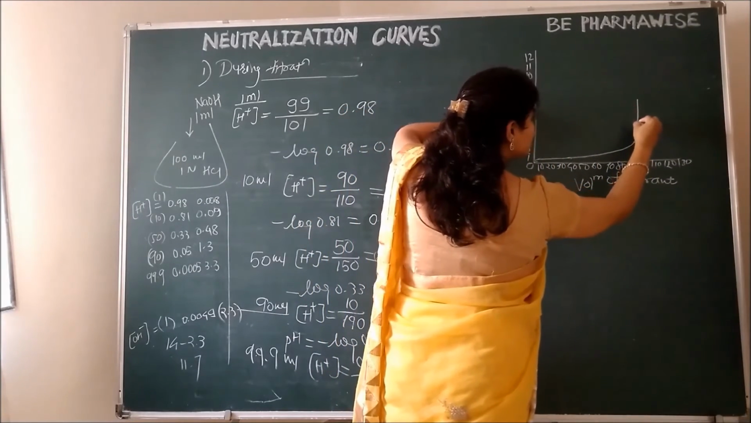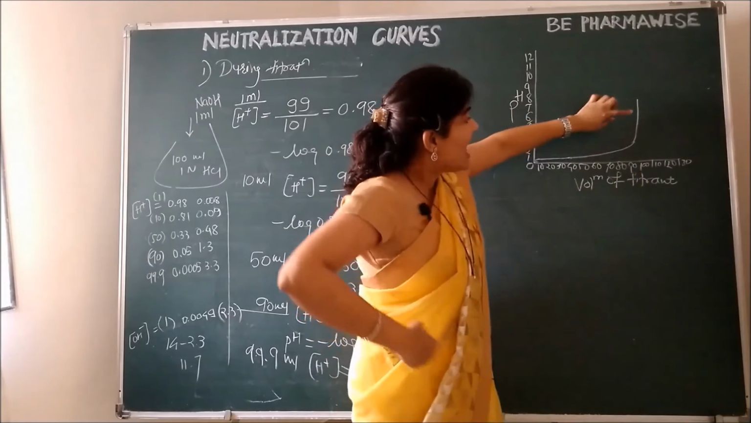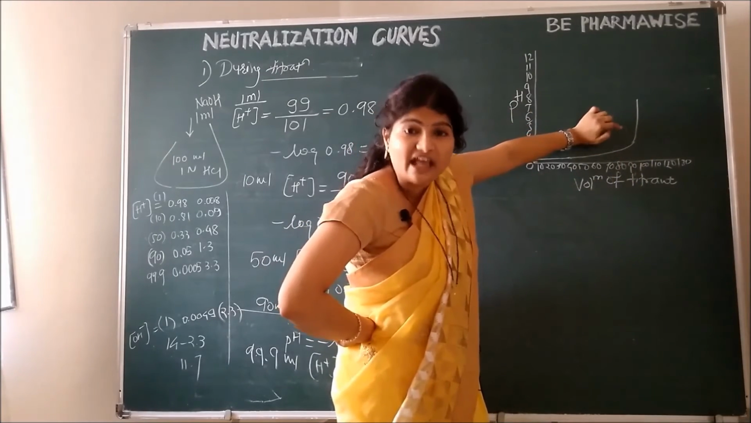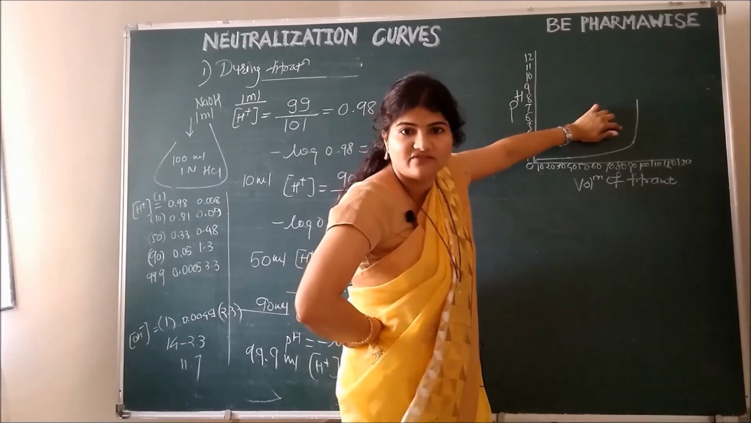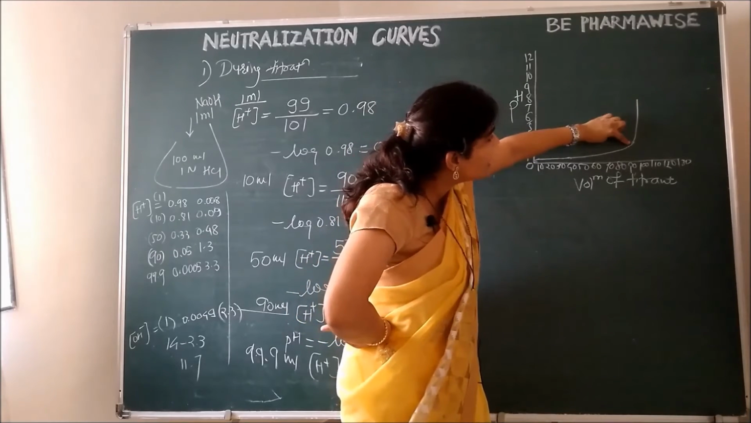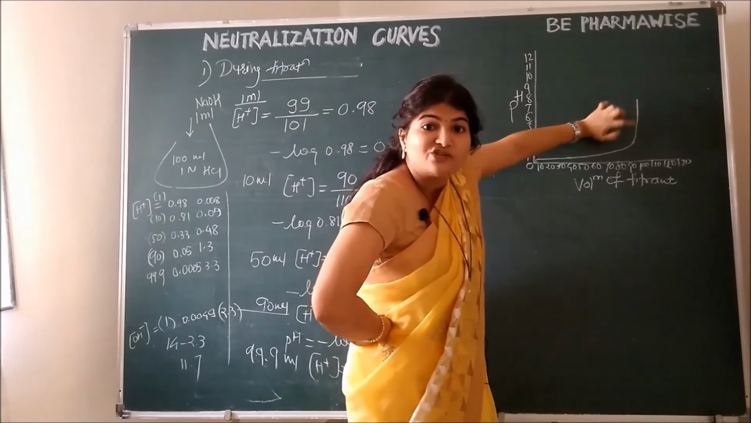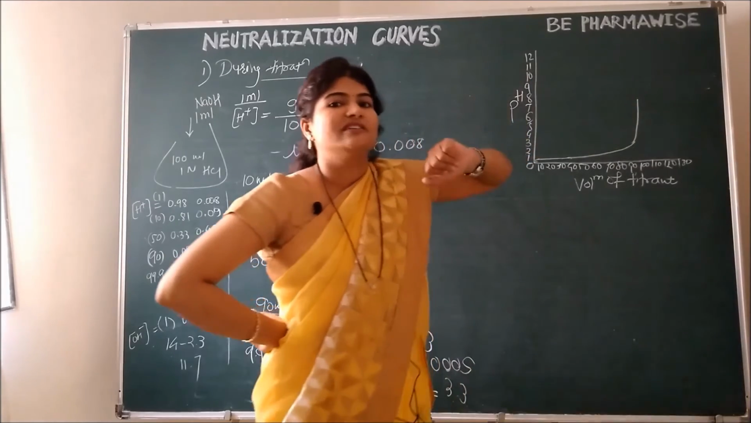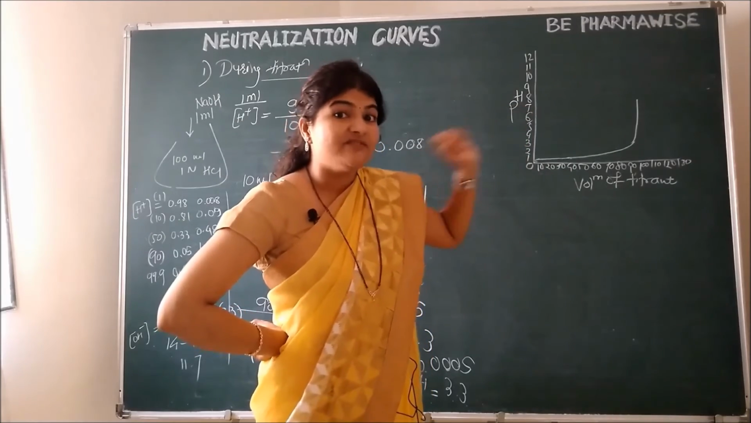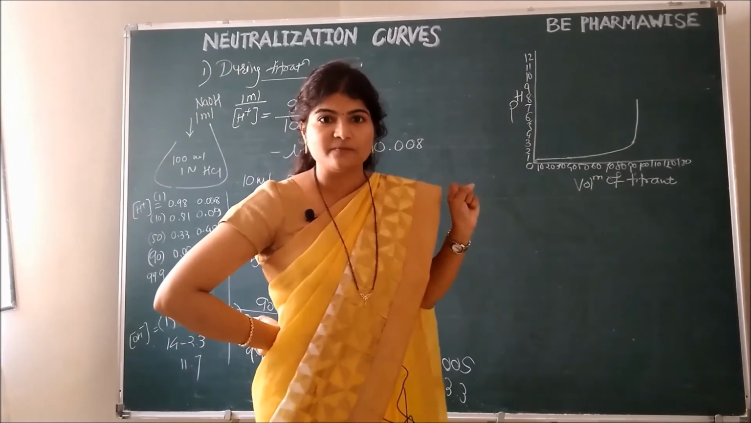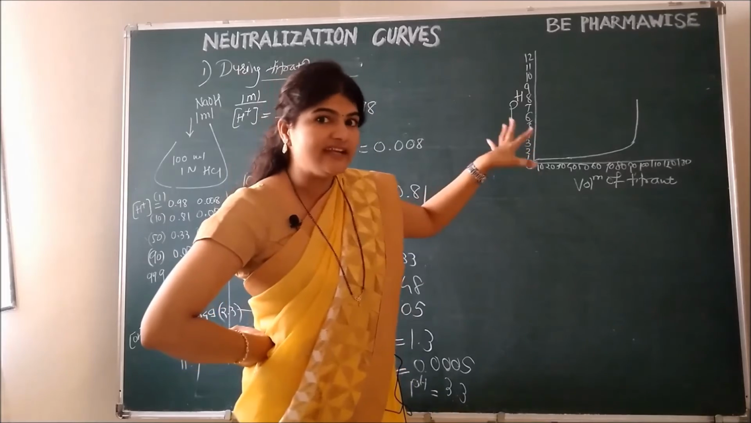So it will be like this. At the equivalence point, there will be an abrupt change in the neutralization curve. From 3.3 directly you are going to 7. So this curve is important. This abrupt change in the neutralization curve indicates the completion of the reaction. Now this is the point at the equivalence point.